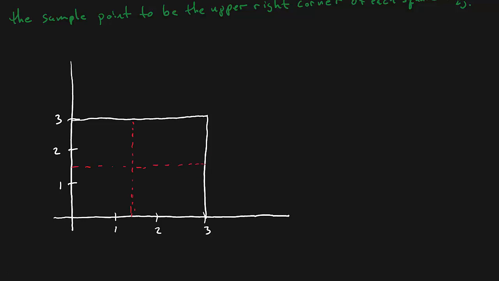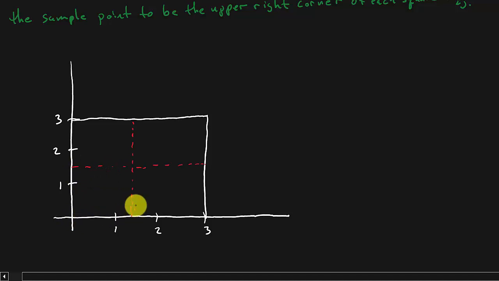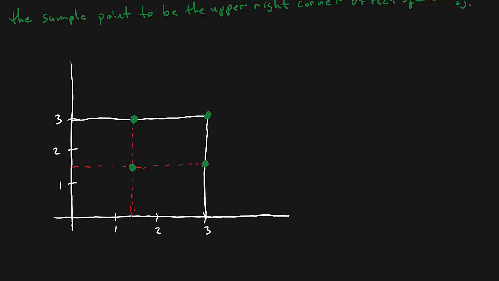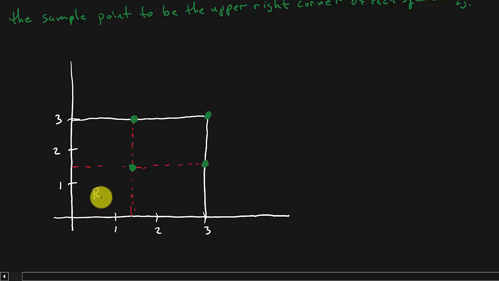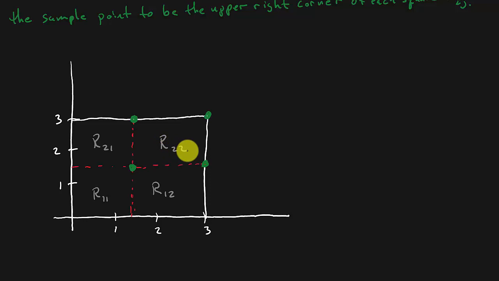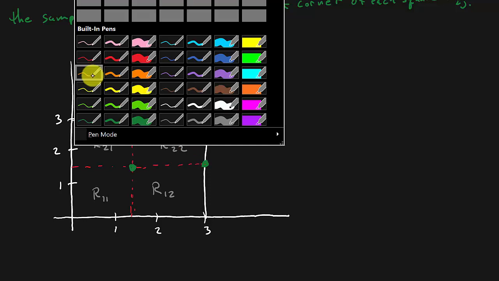And they want us to use upper right corners. So see this square right here? I'm going to use the upper right corner. And this square right here, the upper right corner. And then this square here, the upper right corner. This square right here, the upper right corner. And this would be my rectangle R11. This would be R12. This would be R21, and this would be R22. There's my rectangles.